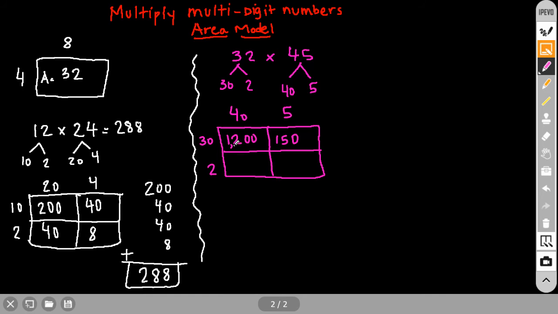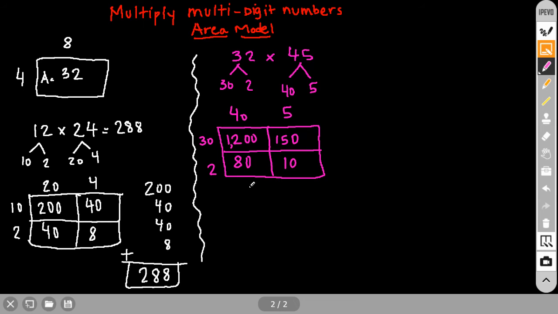2 times 40 is 80, so I could go ahead and put 80 there. But if we are still struggling with tables, I can do 2 times 4 is 8. And then there's 1 0 here between this number and that number. I add that 0 there. And then we have 2 times 5 equals 10.